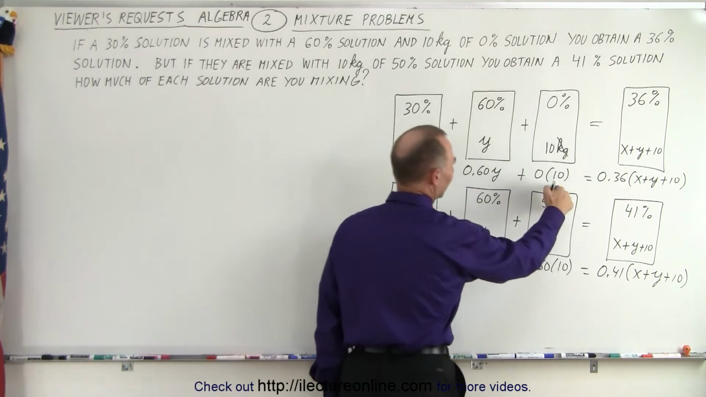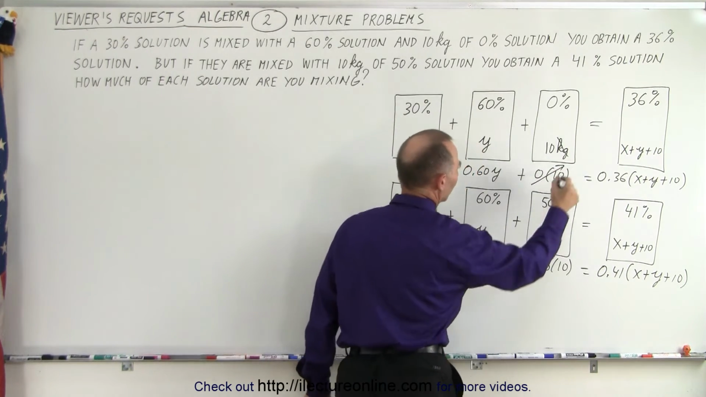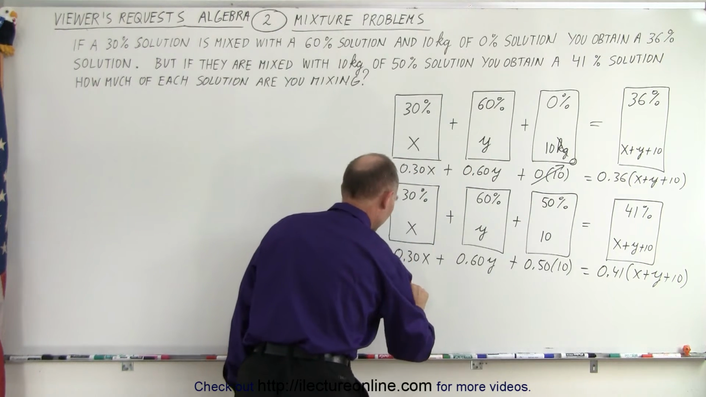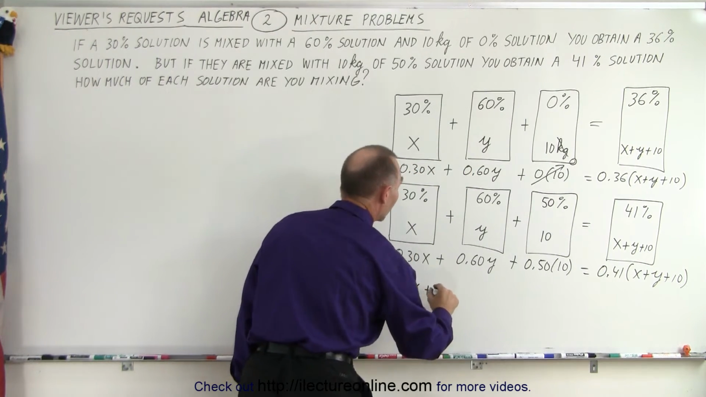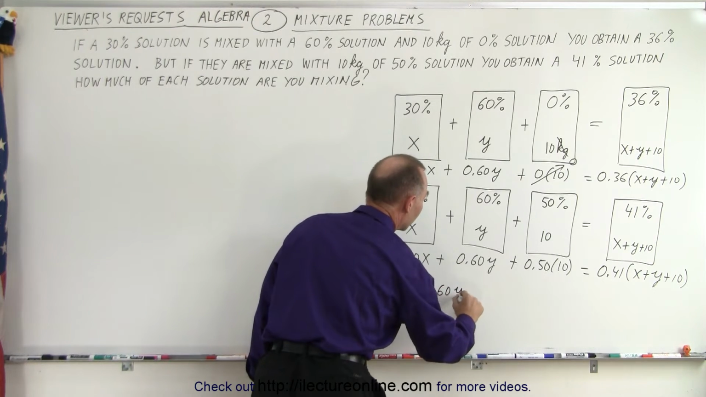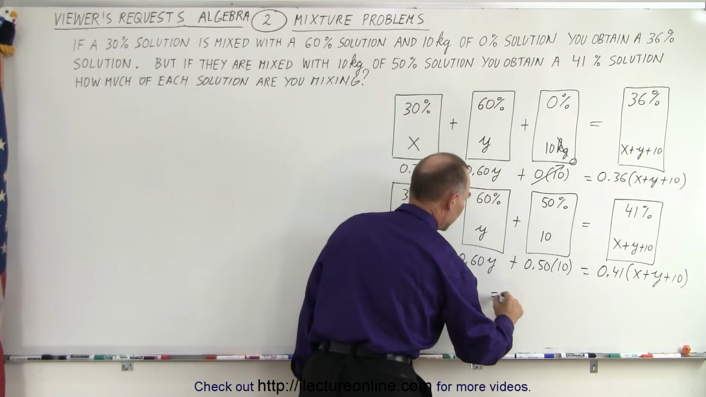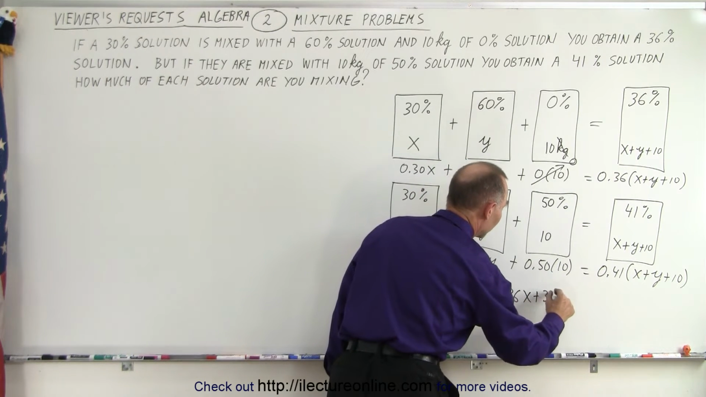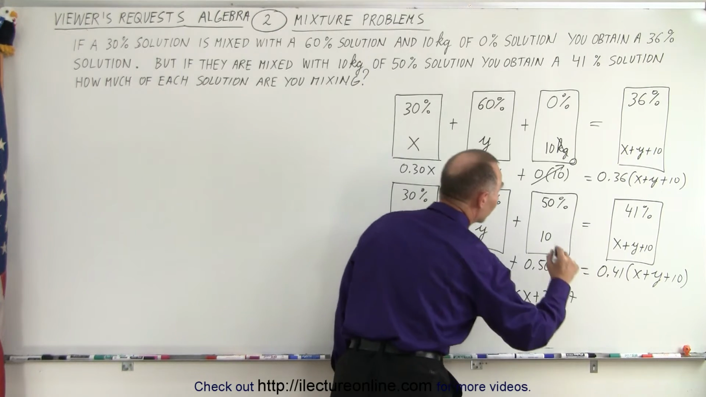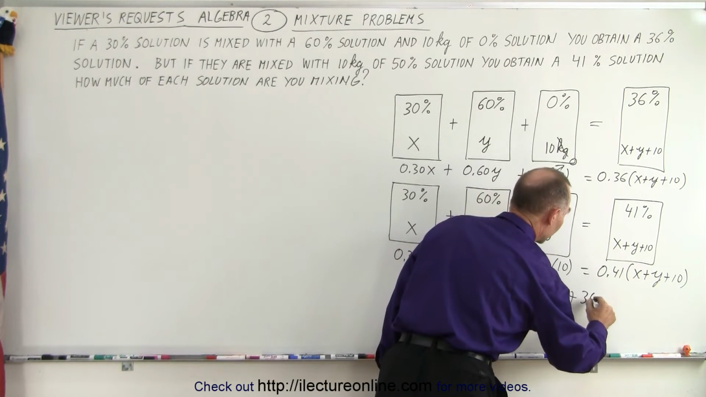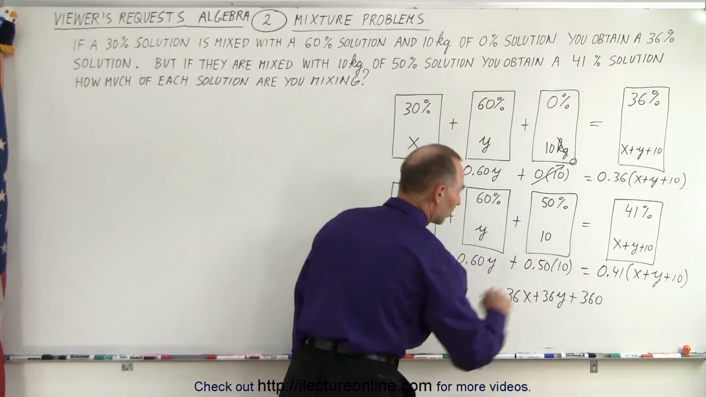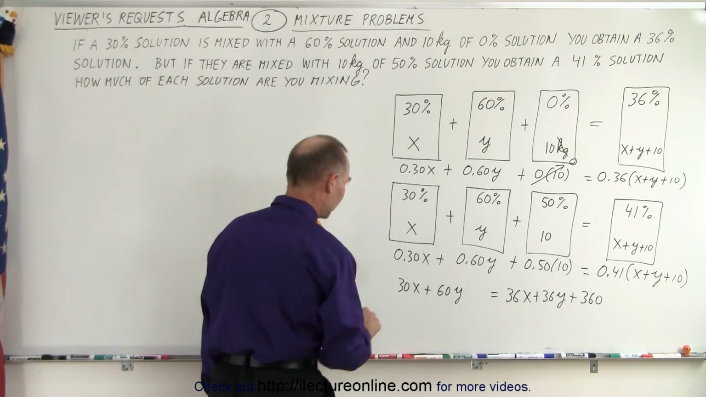And of course, 0 times 10, that's simply 0, so we could just get rid of that. So our first equation becomes 30x plus 60y plus 0 equals, that would be 36 times x plus 36 times y plus 36 times 10 would be 360. So we multiply both sides by 100, and then we get rid of the parentheses. We do the same for the second equation.